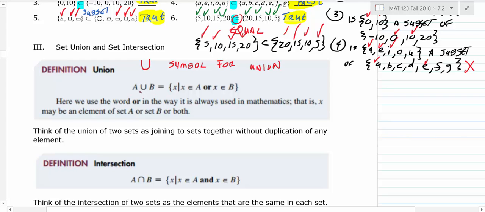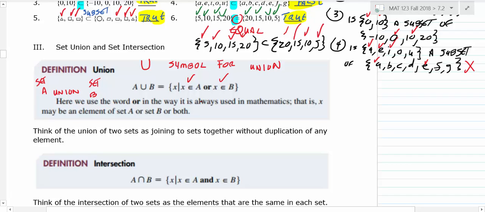Okay, and the definition is the union of two sets. This is read A union B. You say set A union set B. And what it really means is you're just joining things together. So it's going to be the set of things that are either in A or they're in B. That's an element of, so it says X has to be in one or the other. So it's either in A or it's in B.